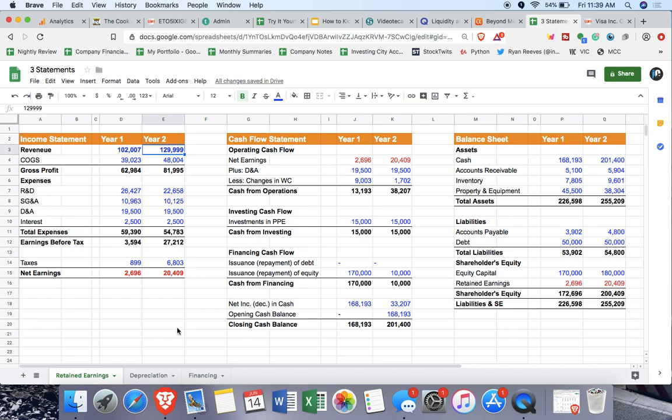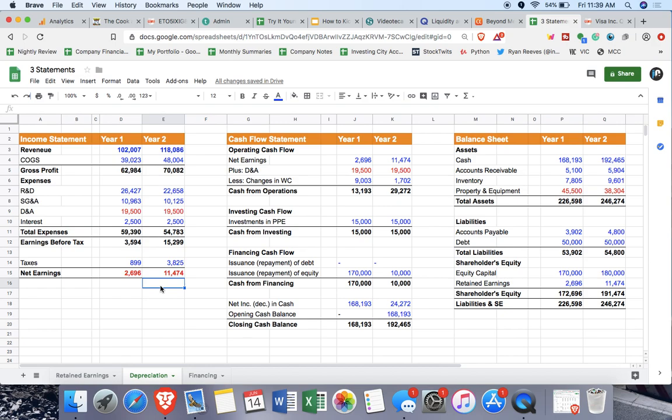So that's the first example in retained earnings. We could have decreased R&D, we could have increased it. Basically, we could have changed the net earnings any way possible, and it would have flowed through to the cash flow statement and balance sheet as well. Moving on to the second example, we have depreciation.